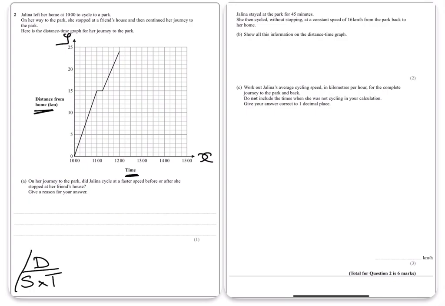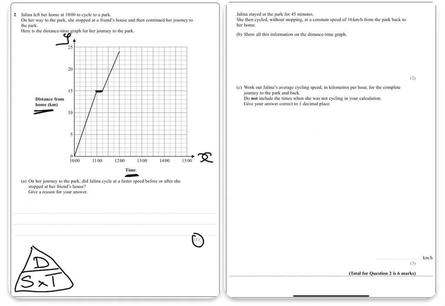Okay, and you can recreate this formula triangle, which we will use as we go through the question. So question A, let's get started. Only 1 mark, so it should be fairly straightforward. On her journey to the park, did Jalila cycle faster before or after she stopped at her friend's house? Now this horizontal bit here represents where she's stopped.